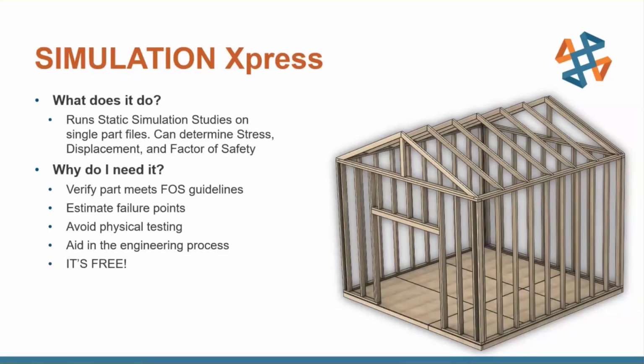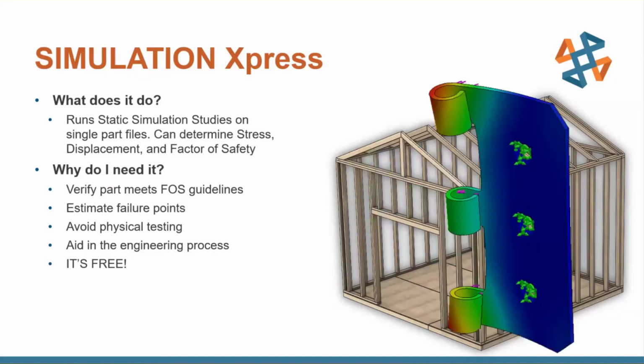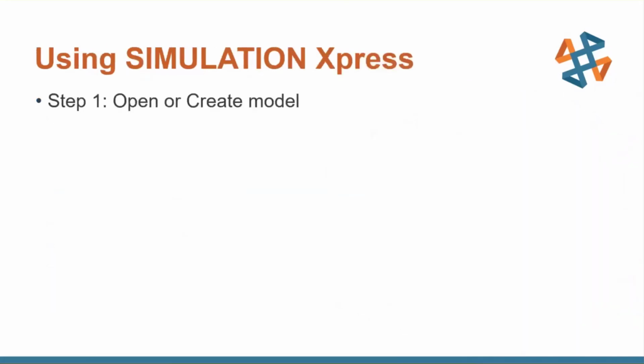It does only support single body parts, no assemblies, no multi-body parts. But it does allow us to run a true linear static analysis, and therefore we can take a look at stresses, displacements, and factor of safety, and get a jump up on avoiding early physical testing, things like that. And also, just like all of them, it is free. So we'll utilize our newly modified hinge and just make sure that it can survive anticipated loading conditions.